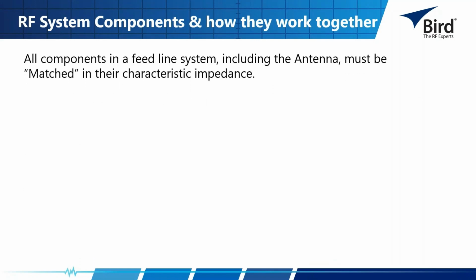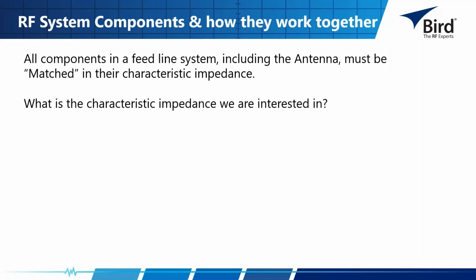All components in a feedline system, including the antenna, must be matched in their characteristic impedance. Can anybody tell me what is the characteristic impedance we are interested in? We all want to make sure that all our components are matched to 50 ohms.